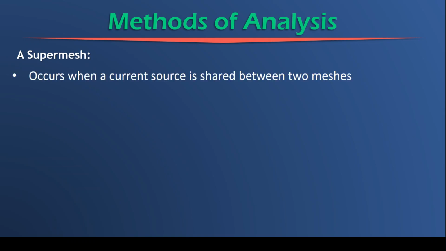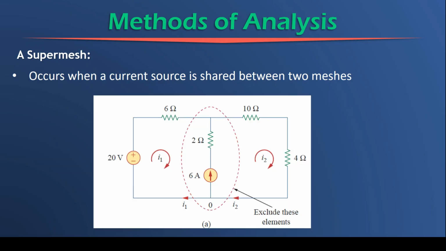So a supermesh occurs when a current source is shared between two meshes. As can be seen in the diagram below, we have a current source in series with a resistor, but more importantly, this current source sits between loop 1 or mesh 1 and loop 2 or mesh 2. As a result of this, this current will be shared between mesh 1 and mesh 2. Therefore, this circuit will be a circuit containing a supermesh.